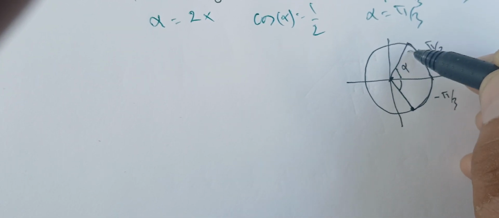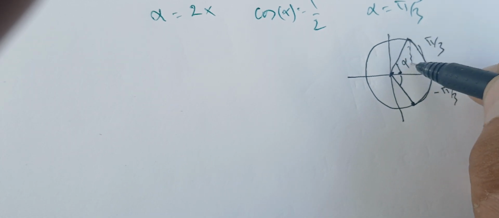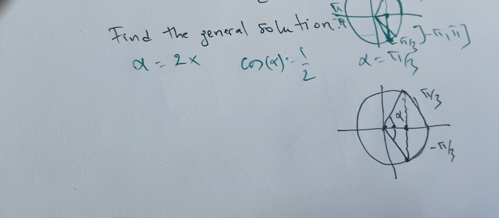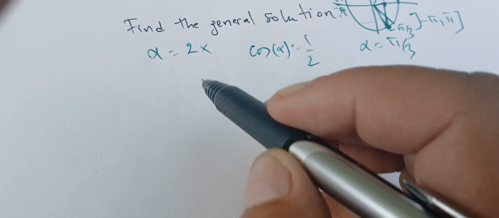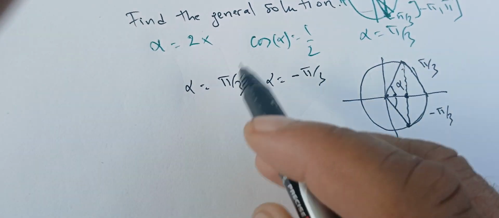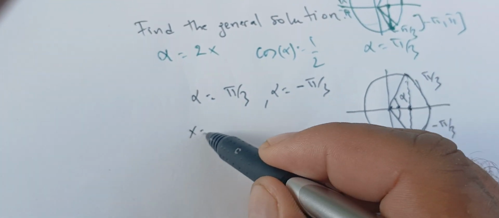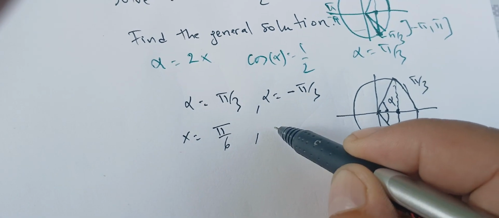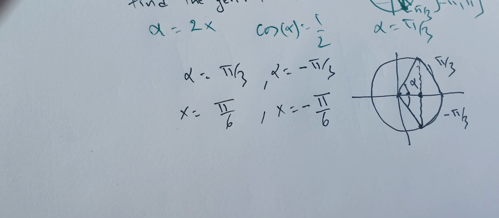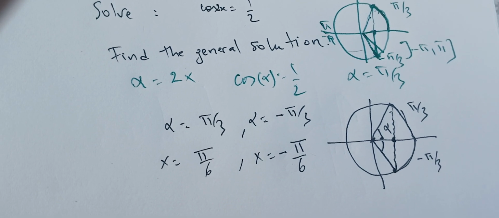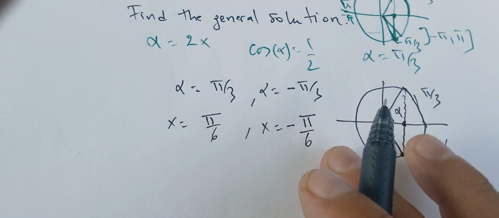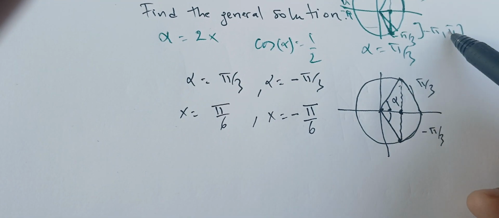Here, this is the cosine, it's 1/2. So I can say that in this case, alpha is pi over 3 or alpha is minus pi over 3, and therefore I can get x as x is pi over 6 or x is minus pi over 6. So these are the solutions that I have in this interval.